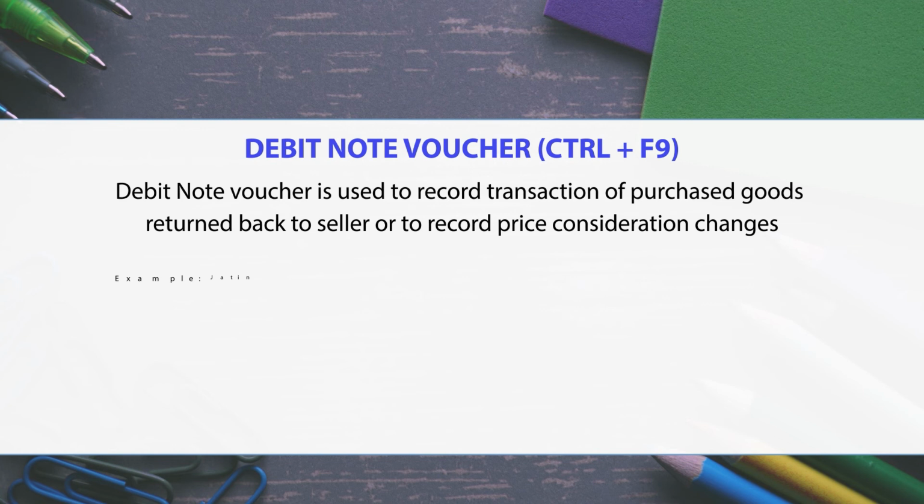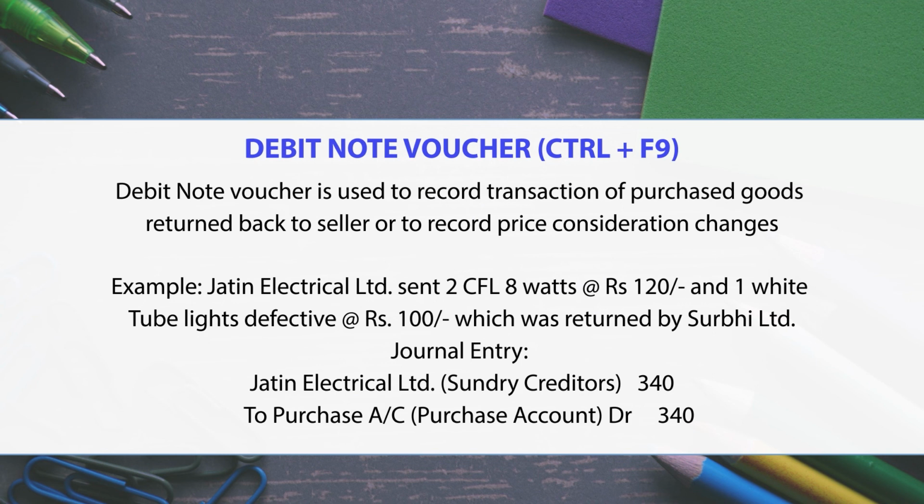Now let us understand with the help of an example. Jatin Electricals Limited sent 2 CFL 8 watt bulbs at the rate of 120 and 1 white tube light, defective, at the rate of 100 rupees, which was returned by Surbhi Limited. So what will be the journal entry? Journal entry will be Jatin Electricals Limited, sundry creditors, debit 340, to purchase account 340.